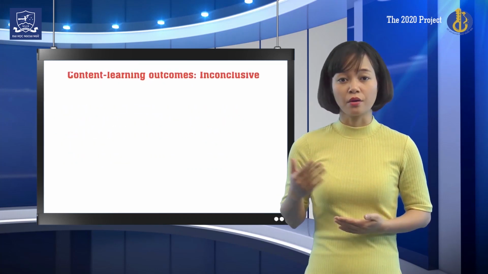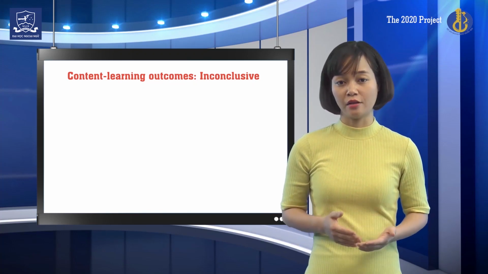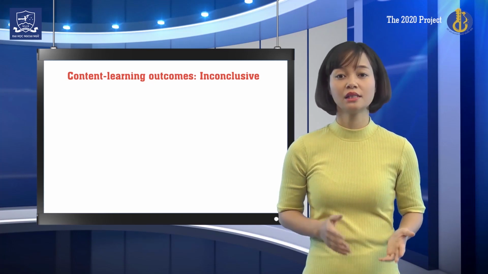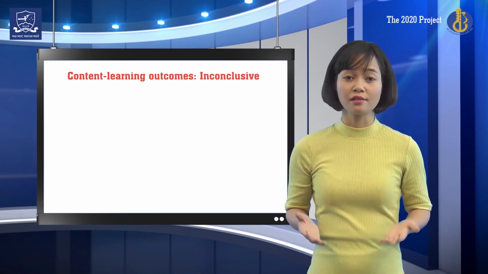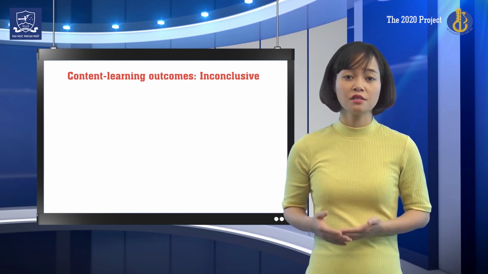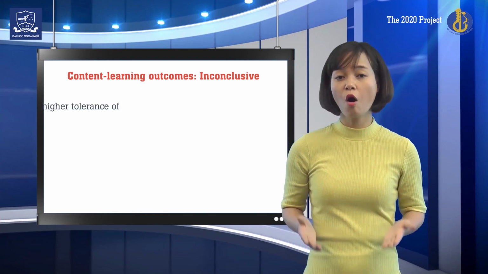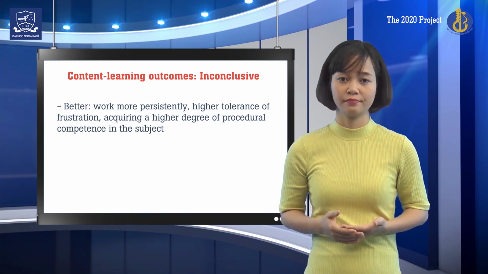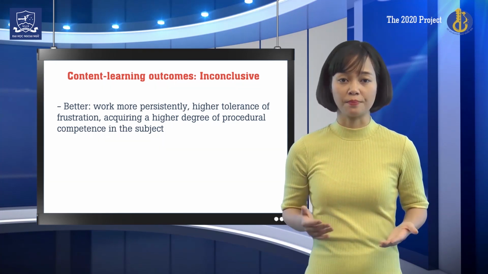I will now turn to the question of content learning. Research findings on content learning outcomes are altogether less conclusive than those on language learning outcomes. On the positive side, some studies concur with results emerging from the Canadian immersion context, which show immersion students outperforming their peer control. CLIL students work more persistently on tasks and show a higher tolerance of frustration, thus acquiring a higher degree of procedural competence in the subject.